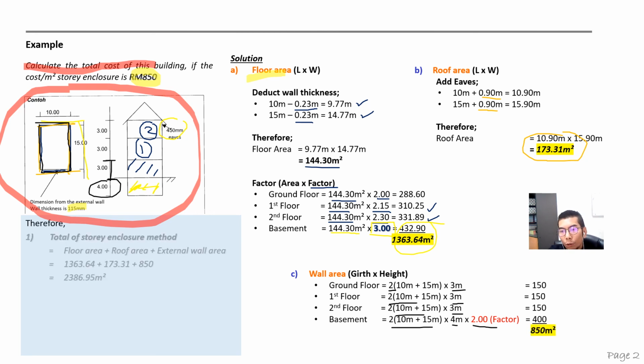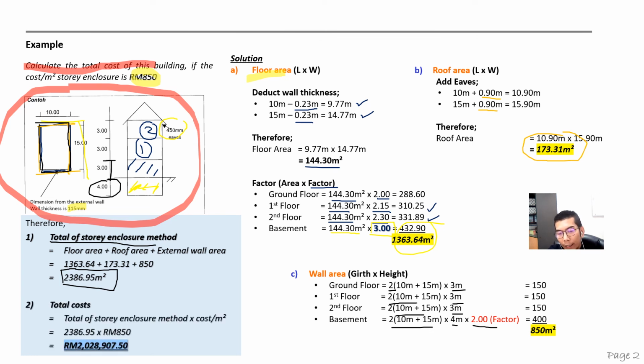So you total up, you can dapat the value of external wall, which is 850 meter square. Alright, so after you obtain these three areas, floor, roof, and also wall, then you total up. You will obtain the total of Storey enclosure method. Tambahkan ketiga calculation you apply tadi, you will get this value, 2386.95 meter square.